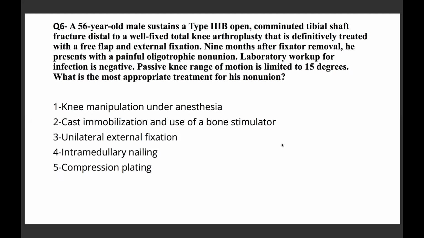I could be wrong, but if I can get away with the nail, it would be superior. If I'm in doubt, I answer based on my own practice. I've never nailed in the presence of a tibial tray, and I wouldn't consider it as an option. I would go with the submuscular plate. But if there's a non-union, I would open, compress plate, and graft. So I think this is a more appropriate option, though I wish they had added graft there.